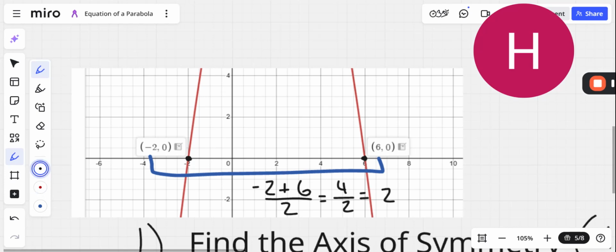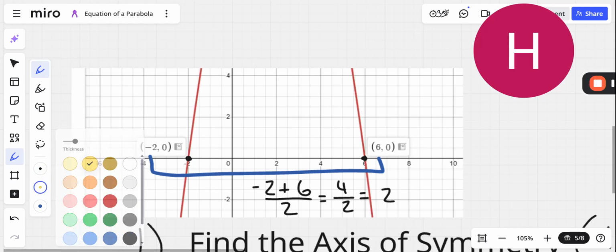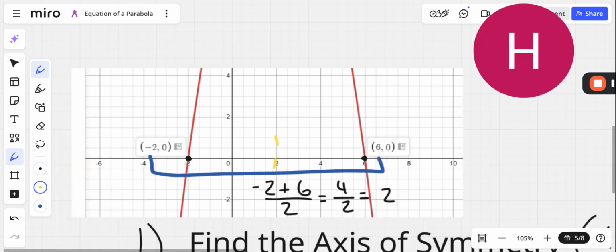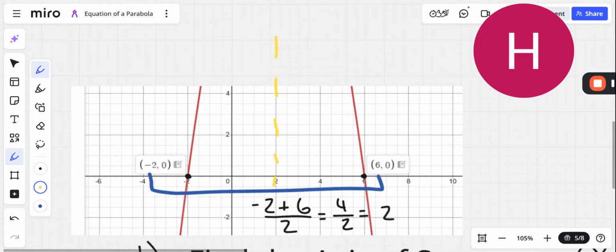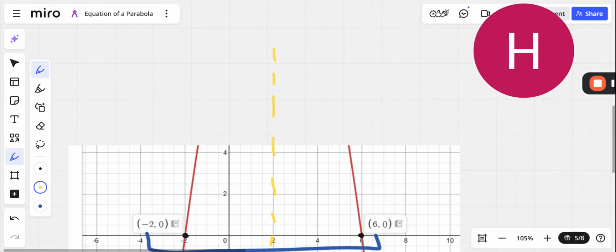You see that? I might use a different color than red since the graph itself is in red. Let's look at x equals 2. It would make sense that that's the middle, but the question is, how high does it go?